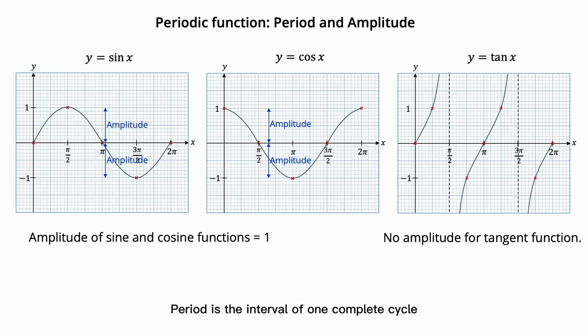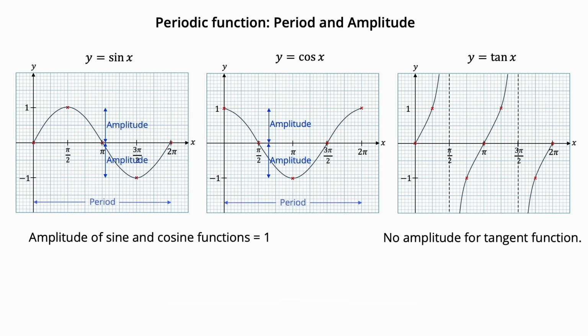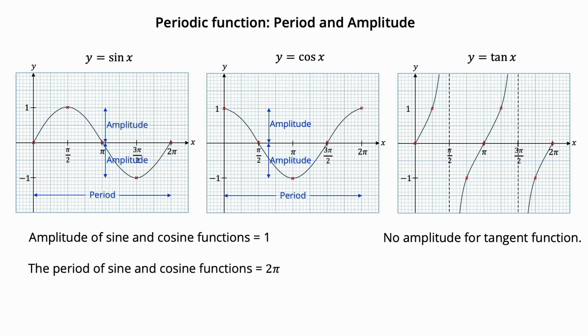Period is the interval of one complete cycle. The sine function and cosine function have a period of 360 degrees. The period of sine and cosine functions equals 2 pi. Tangent has a period of pi radians.